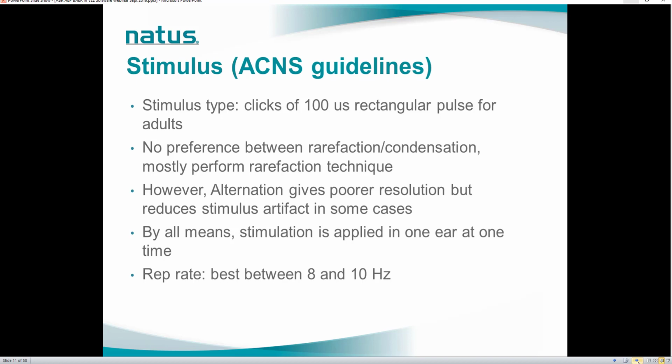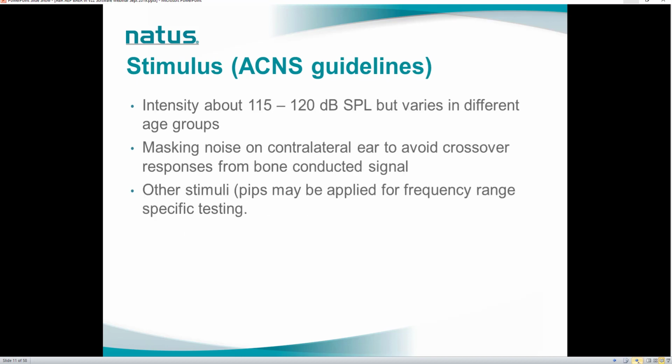So by all means, the stimulation is applied on 1 ear at one time. The stimulus rate can be between 8 to 10 Hz and sometimes go up to 11 Hz. Stimulus intensity is very subjective. It's recommended to be 115 to 120 decibels SPL, but this is mainly in adults and it varies in different age groups.